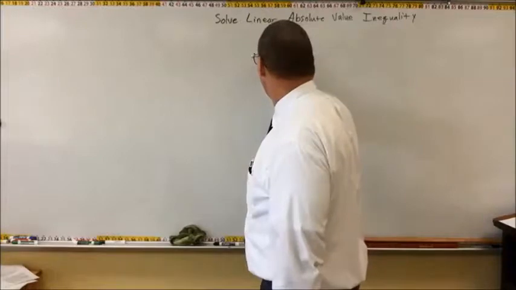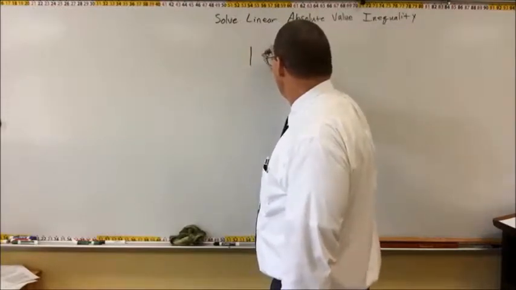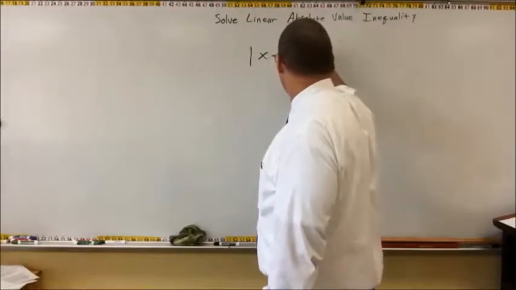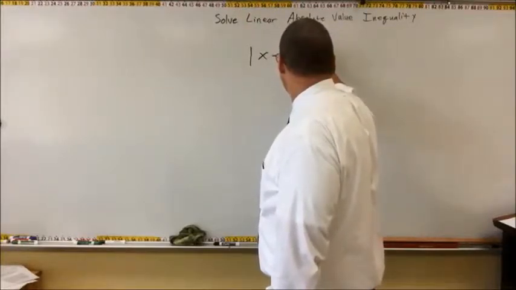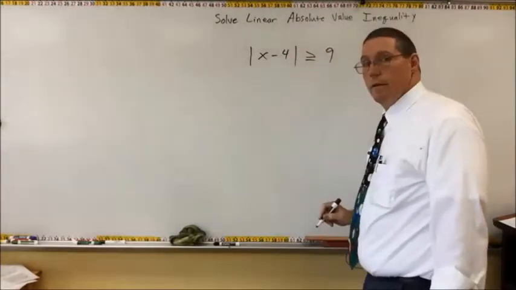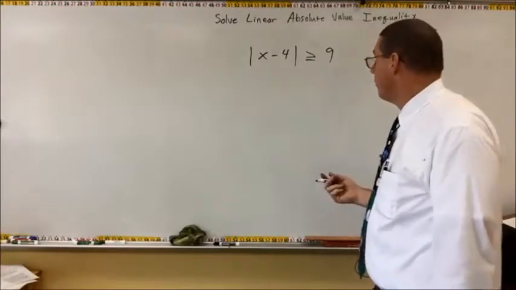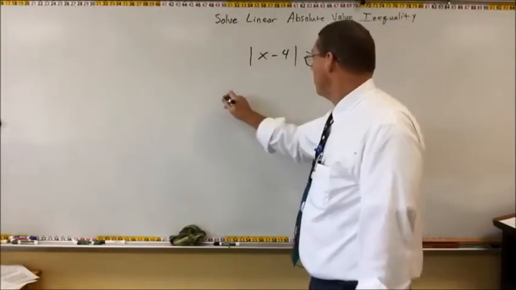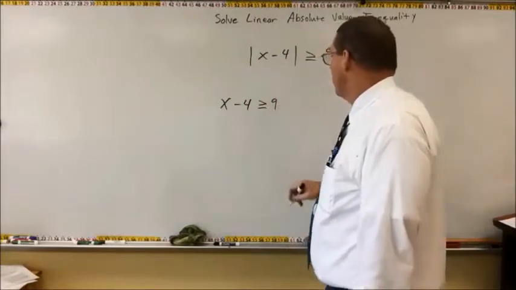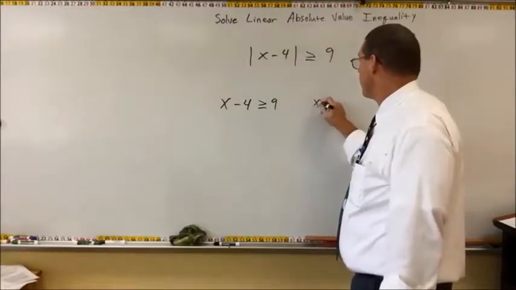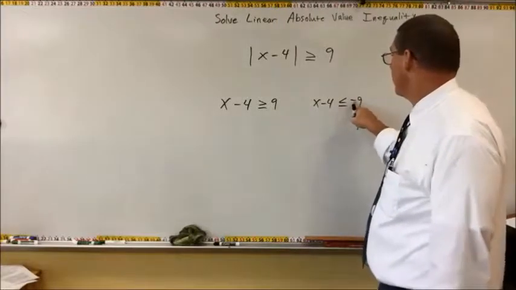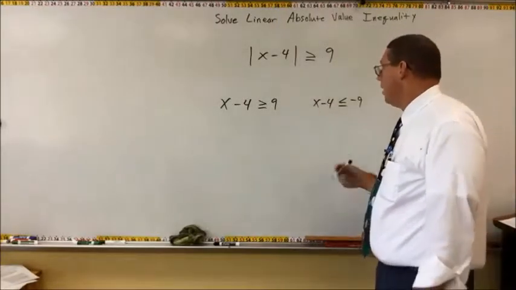So let's say that we have the absolute value of x minus 4 is greater than or equal to 9. All right, so we're going to do the same thing that we did before. Here's our rules. We're going to set the first one up without the absolute value symbols. So x minus 4 is greater than or equal to 9. We're going to set the second one up. We're still going to do the x minus 4, only we're going to flip the inequality sign and then change the sign of the 9. And now we're going to solve.